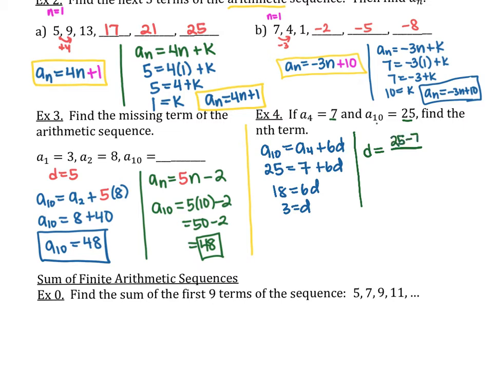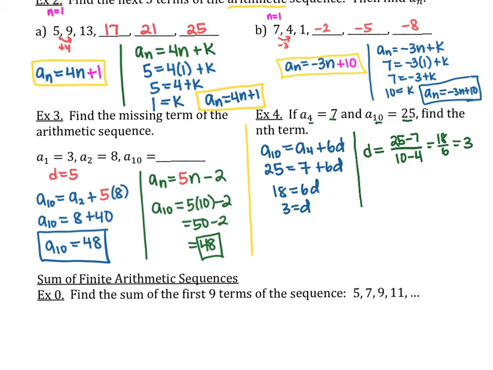And then the x's are going to be this and this. 10 minus 4. I get 18 over 6, which is still 3. And it's just stating the rate of change, which is the slope, which is also the difference. Okay, you only need the d in one way, so whichever way works for you is fine.